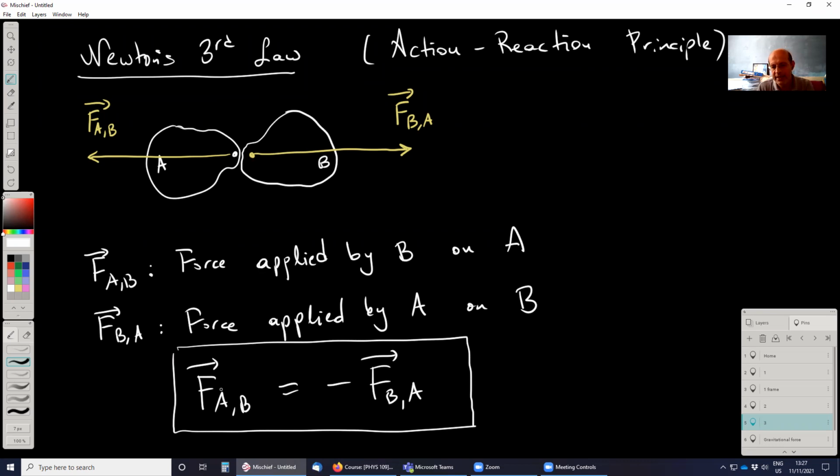Basically, the third law says that these two forces are related by that vector relationship. They have the same magnitude, but opposite direction.